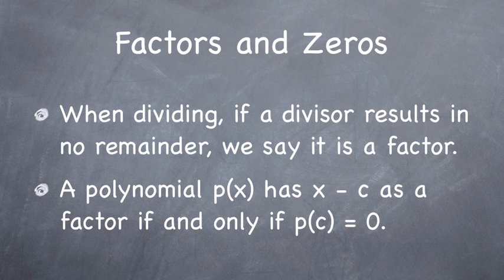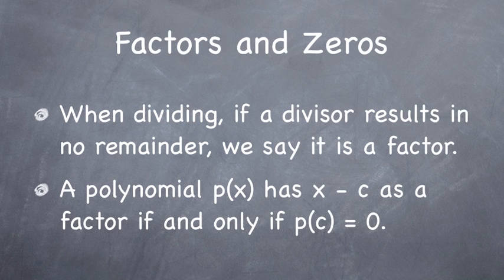The same is true with polynomials. When we're dividing two polynomials, if there is no remainder, that means that it's a factor of that polynomial. So in other words, we can divide into it with no remainder. We can think of it as something times that factor.